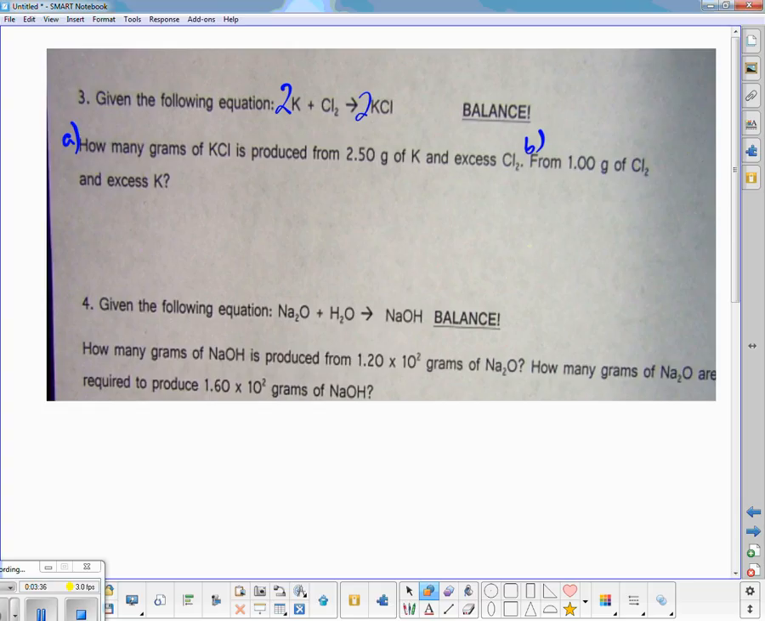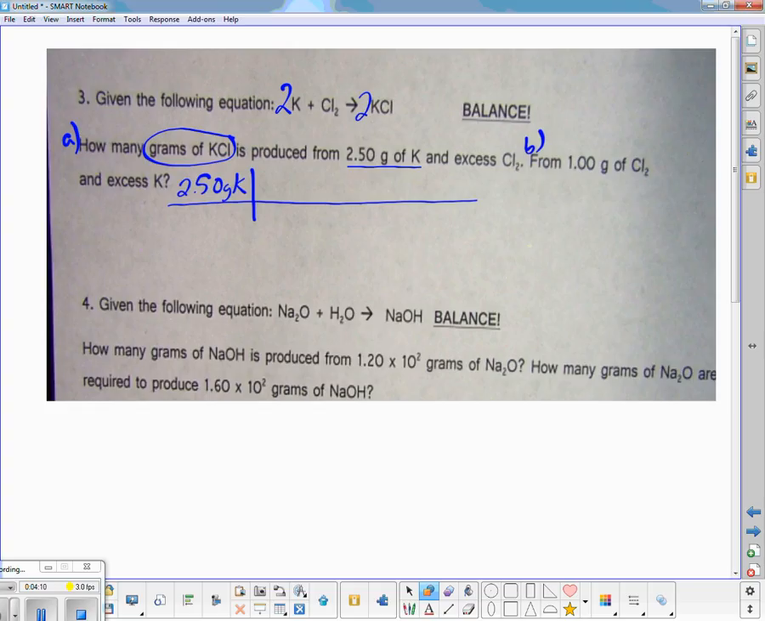Okay, so we're going to start. When I'm reading story problems, I have to pull out what I have. So I'm trying to get to grams of KCl, and I've got grams of K. So I'm going to start with 2.50 grams of K. And I start with my stoichiometry, my factor label, or dimensional analysis, whatever you want to call it. What's the first step? Find the mass to change it to moles.